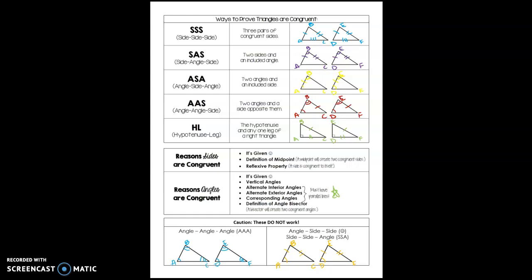So if you were ever given just angle, angle, angle, or side, side, angle, those don't work. If you're ever given those, we don't really know anything about those triangles, and we can't really say that they're congruent. So we want to stick to side, side, side, side, angle, side, angle, side, angle, angle, angle, side, and hypotenuse leg.